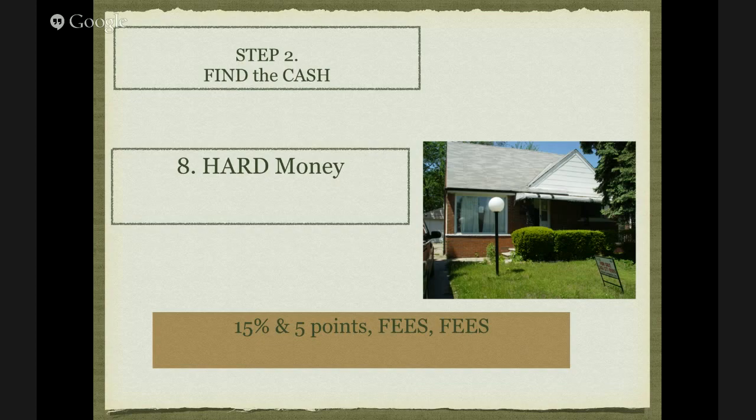On top of the 5 points, there were fees, and more fees. Let me give you a few details about what the fees were. So the fees were, it was a draw inspection fee. So whenever we had to ask for money to do the work on the rehab, we had to have someone from the lender come to the house and inspect what we'd already done, and then they charged us a fee for that.